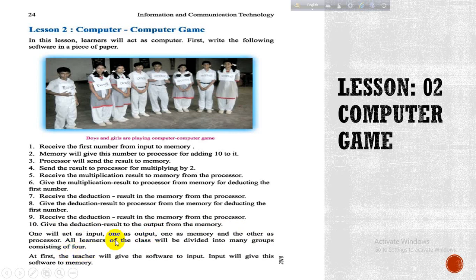So dear students, by including four members you will make a group. With this group, one will be input, another will be memory, another will be processor, and the last will be output. This way you can make groups. At first the teacher will give the software to input, and input will give this software to memory. This way you can play your computer game.